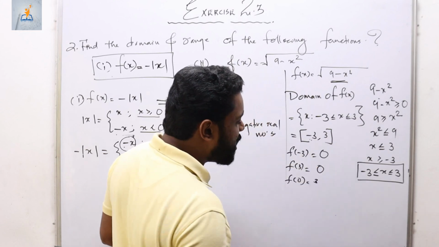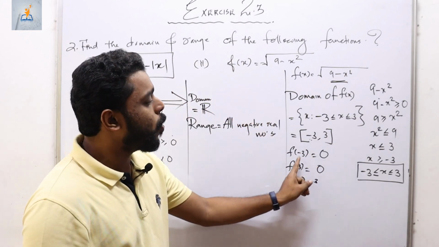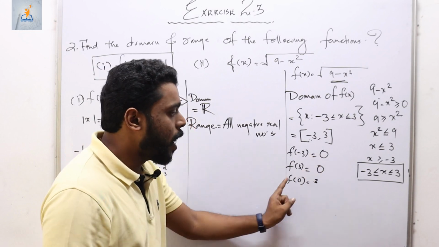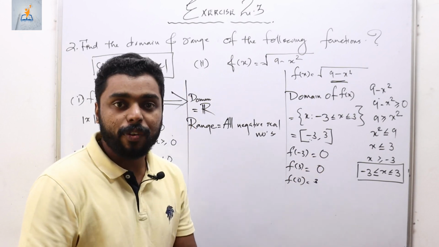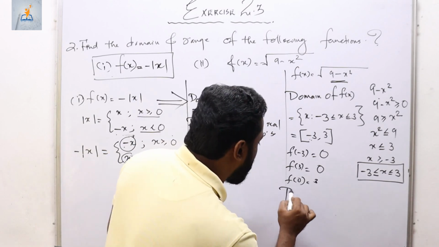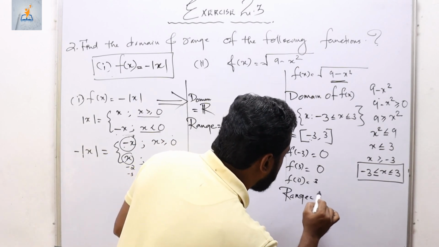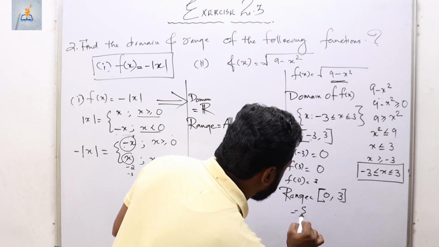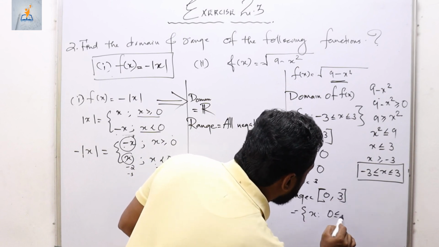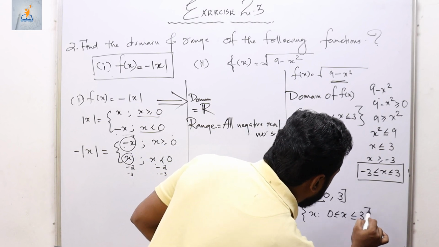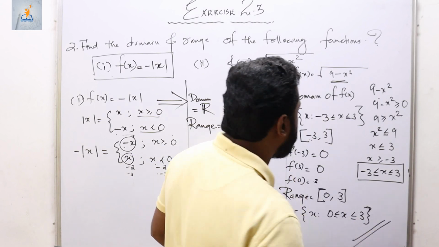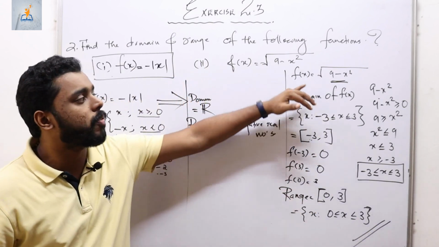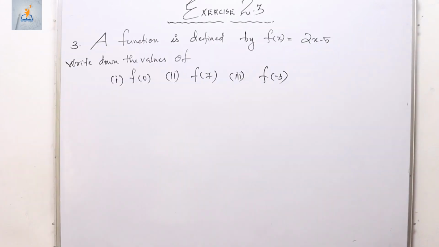it is equal to 3. Which means that the least possible value of range is 0 and the maximum possible value of range is 3. Therefore, range is equal to closed interval 0, 3, or range is equal to set of all y such that 0 less than or equal to y less than or equal to 3. So this is the range and this is the domain of this given function.